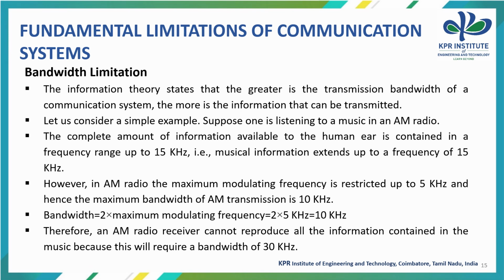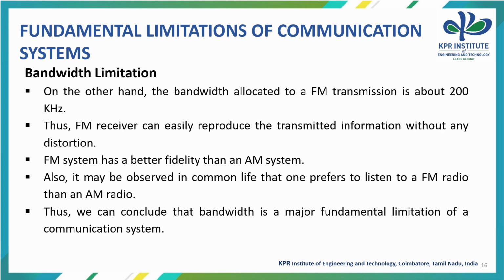Therefore, an AM radio receiver cannot reproduce all the information contained in the music because it will require a bandwidth of 30 kHz. On the other hand, the bandwidth allocation for FM transmission is about 200 kHz. Thus, an FM receiver can easily reproduce the transmitted information without any distortion. The FM system has better fidelity when compared with the AM system. Also, it may be observed in common life that one prefers to listen to FM radio rather than AM radio. So, we can conclude that bandwidth is a major fundamental limitation of a communication system.